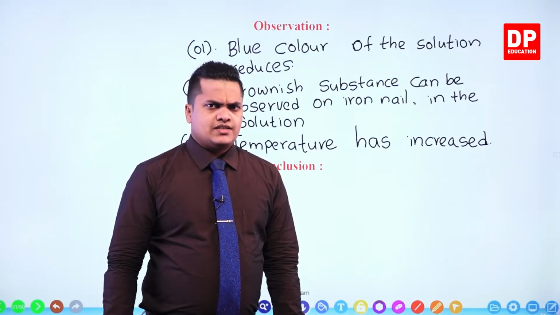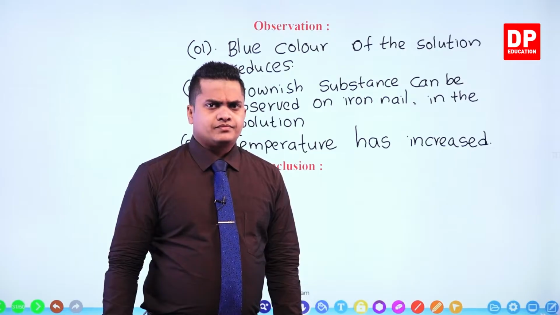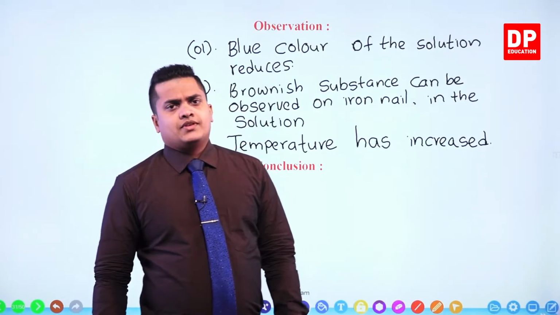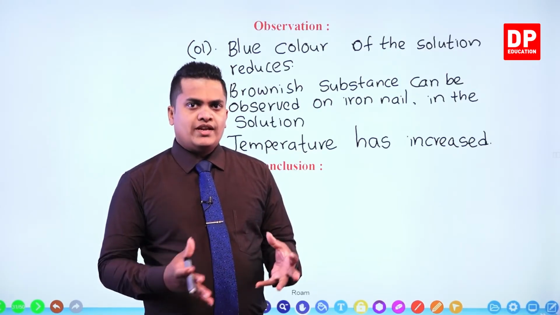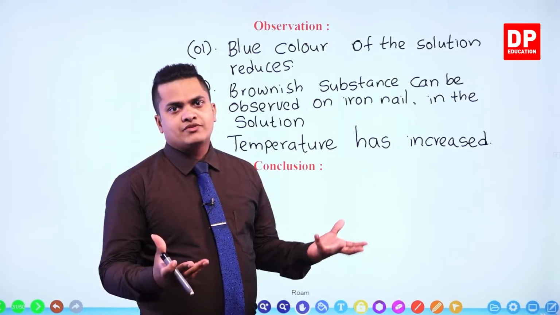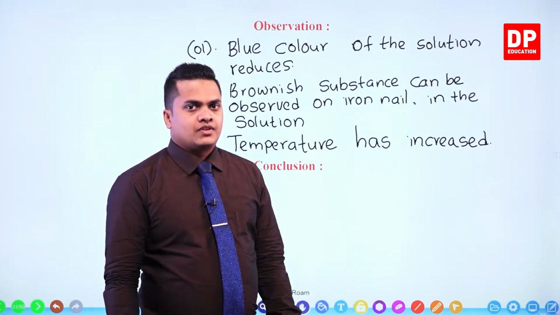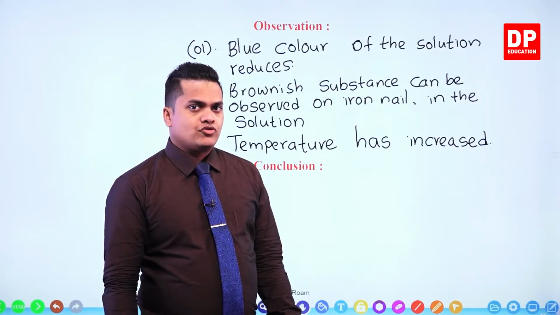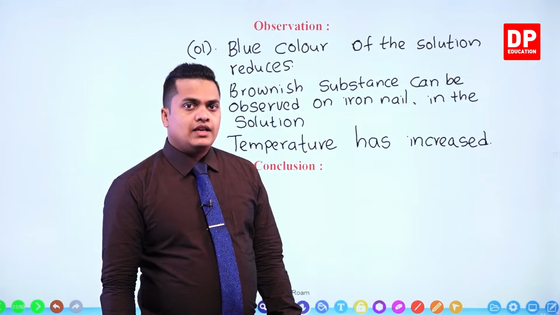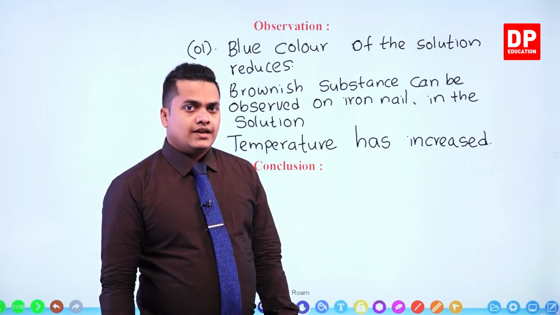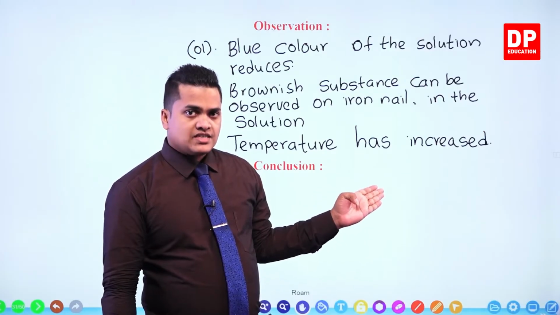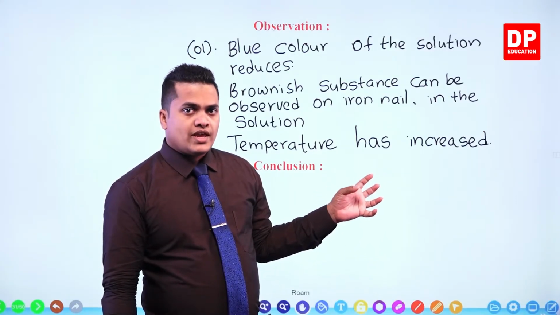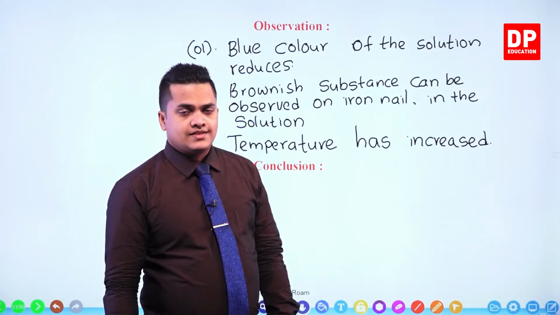So based on these observations, we can say that this is a chemical change. How can you say that? Because new substances have been created in the system. When you add an iron nail into a copper sulfate solution, a chemical change occurs. So these are the observations which show that there is a chemical change within the system.